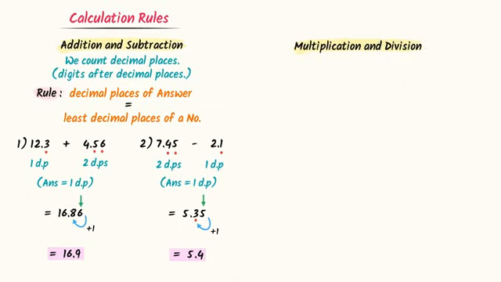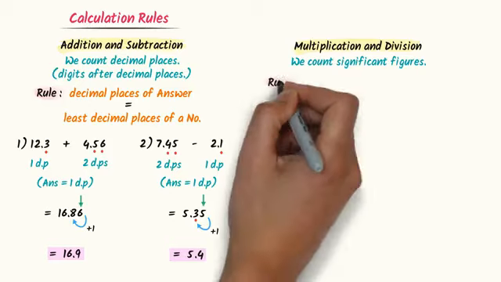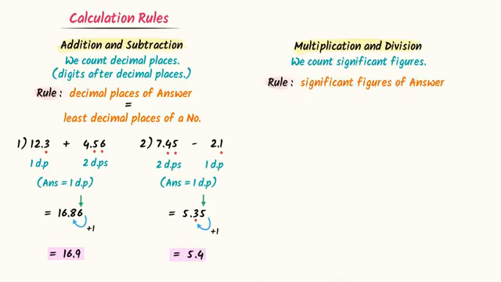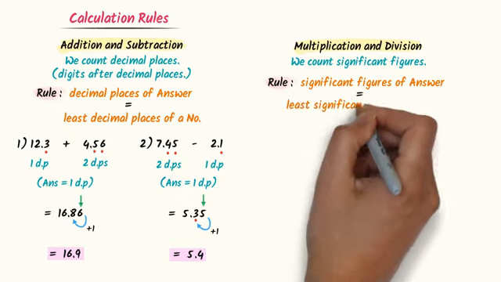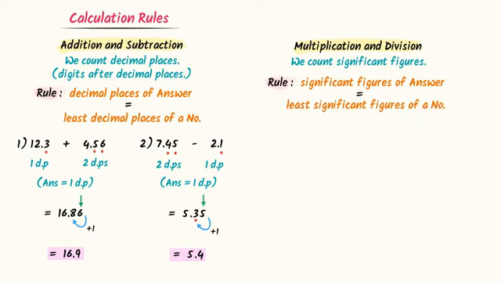Now in multiplication and division, the rule is completely different, and this is where students lose the most marks, because they apply the decimal place rule here too. Do not do that. In multiplication and division, we forget decimal places completely. Instead, we count significant figures. The final answer must have the same number of significant figures as the number with the least significant figures.